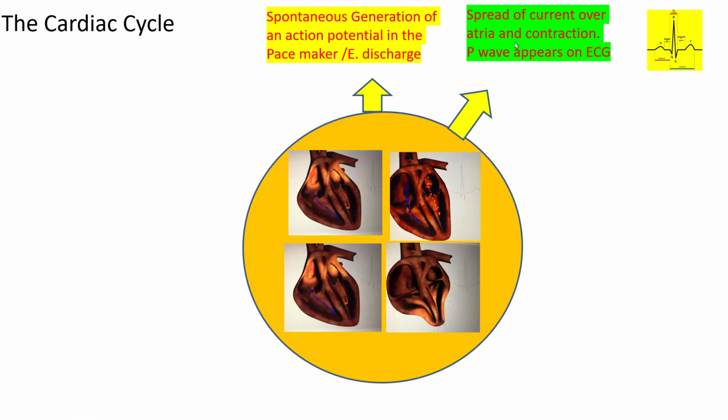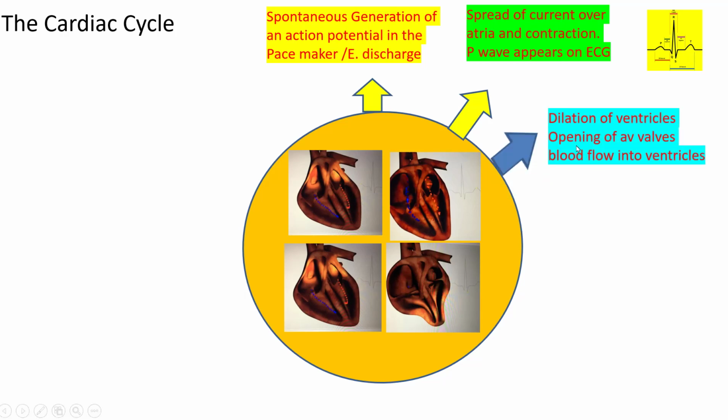Due to this spread of current and contraction, the P wave appears on the ECG. This is called P wave appearance. The next stage is dilation of the ventricles and opening of the AV valves, with blood flow into the ventricle. When contraction of the atria occurs, the AV valve opens and blood flows from the atria into the ventricles.